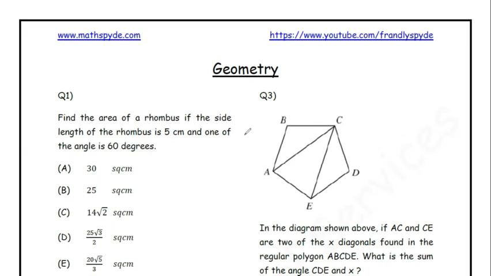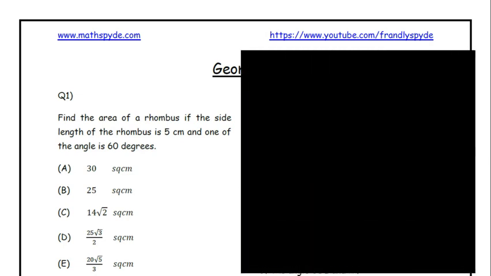Okay, first question. Find the area of a rhombus if the side length of the rhombus is 5 centimeters and one of the angles is 60 degrees. If you recall the properties of a rhombus, you'll know that opposite angles are equal in a rhombus. So if that's my rhombus, and if this angle is 60 degrees, for example, then this is also 60.